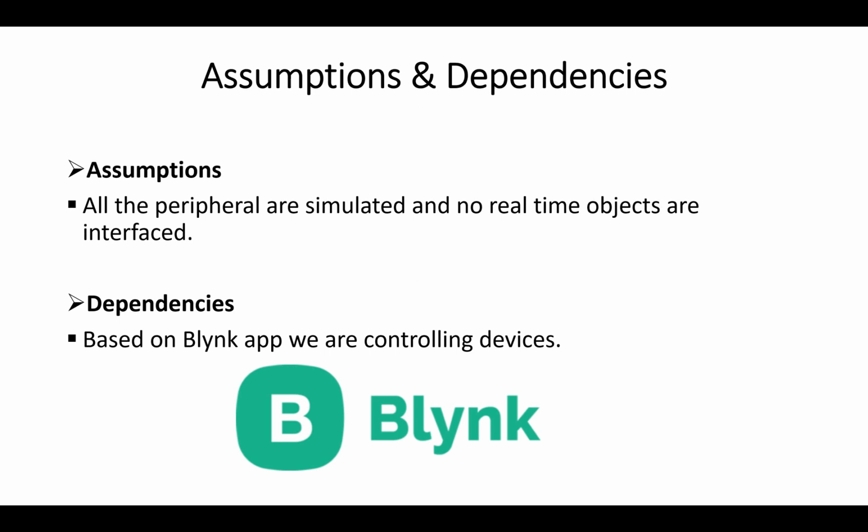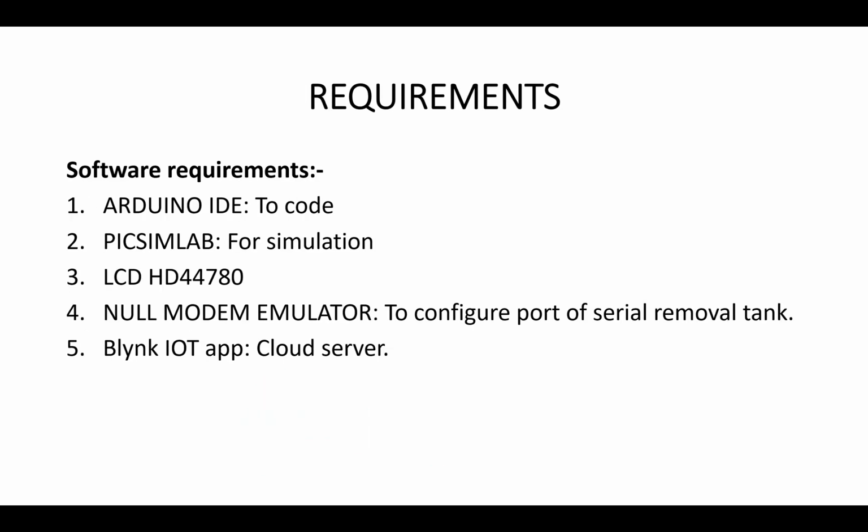Let's come to the assumptions and dependencies of this IoT project. Assumptions: all the peripherals are simulated and no real-time objects are interfaced. Dependencies: we control the devices through the Blynk app. Let's come to the requirements. We have software requirements and hardware requirements. In software, we use the Arduino IDE for the code, Proteus Lab for simulation, LCD HD44780, and a null modem emulator to configure the serial port of the virtual terminal, and the Blynk IoT app for the cloud server.